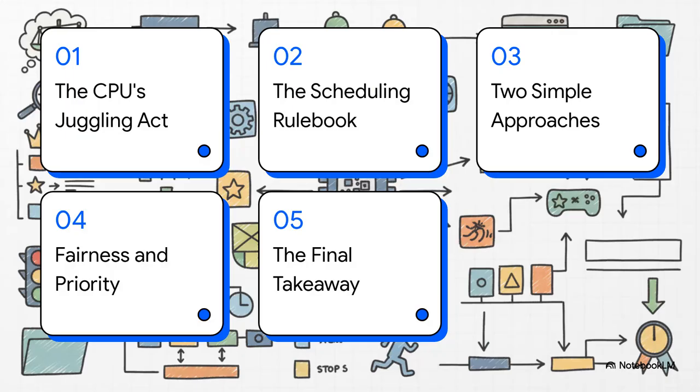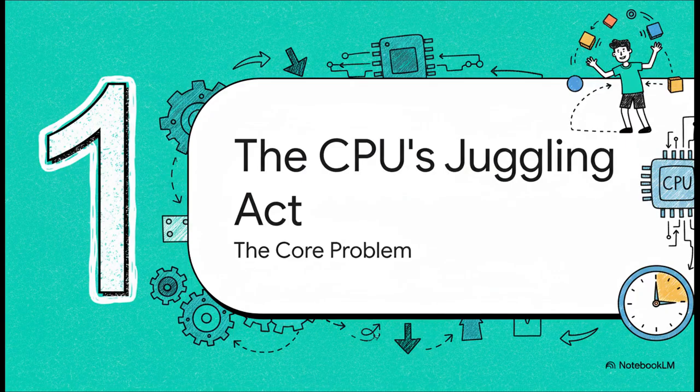So here's our game plan. First, we'll look at the juggling act itself. Then we'll dig into the rule book that guides it all. We'll check out two of the simplest approaches, then level up to the more advanced strategies that are used today, and we'll wrap it all up with the big takeaway. All right, let's dive right in.